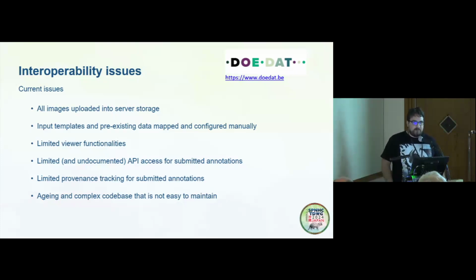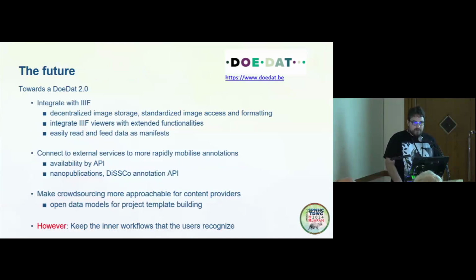So to summarize, we're struggling a bit with an aging and complex code base that is not easy to maintain, in particular in the long run, and we have quite some desires that are not easy to implement in such a framework. Because of that, we are looking now towards a Do That 2.0, which we are actively thinking and working towards. Securing the funding is another matter, but we have some things ongoing for that.